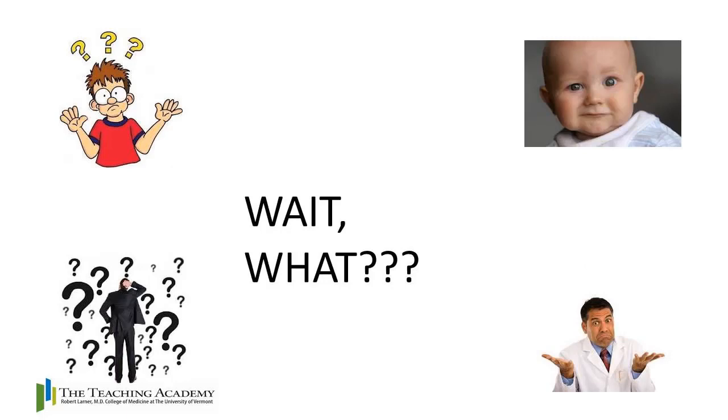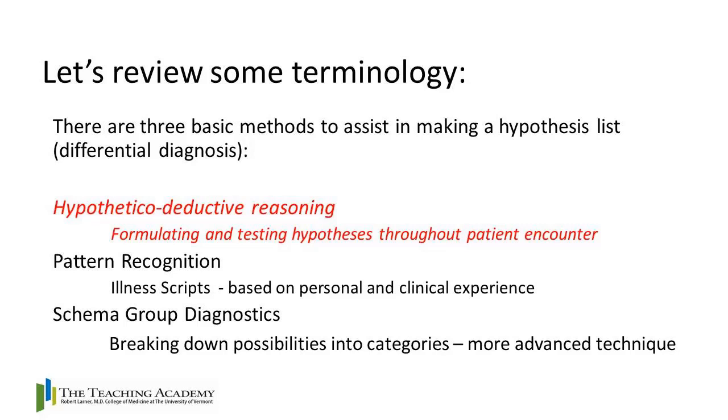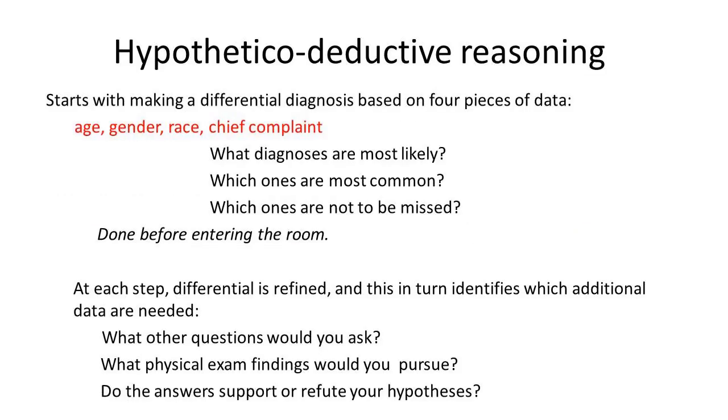Let's take a step back and review some terminology. There are three basic methods to assist in making a hypothesis list, otherwise known as a differential diagnosis. The first is hypothetical deductive reasoning. This involves formulating a hypothesis list at the beginning of the patient encounter and testing these hypotheses at various stages throughout the encounter. This strategy starts with making a differential diagnosis based on four initial pieces of data: the patient's age, gender, race, and chief complaint. This is done before entering the room with the patient.